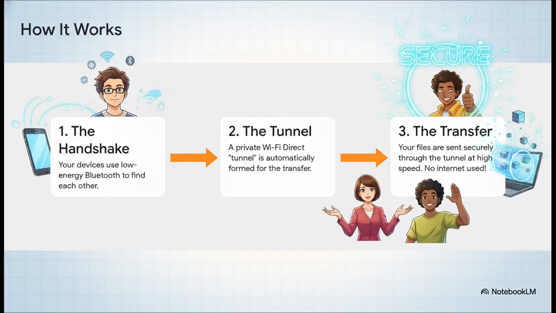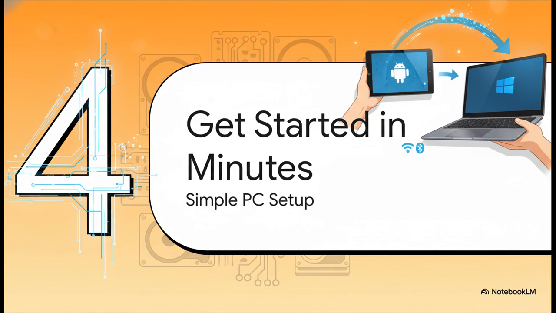And you know, the real beauty of Quick Share is just how simple it is. It's really just a 3-step dance that happens in the background. First, your devices do a quick little handshake using low-energy Bluetooth, which is perfect for discovery without killing your battery. Then, boom, they create that high-speed Wi-Fi Direct tunnel. And finally, your files get sent securely right through it. No internet used.